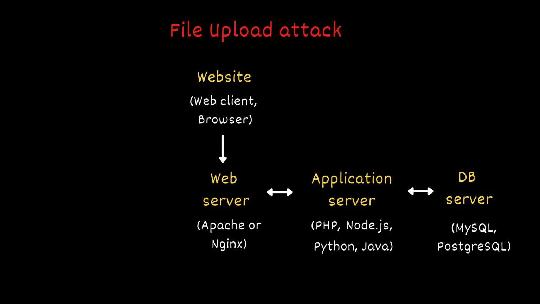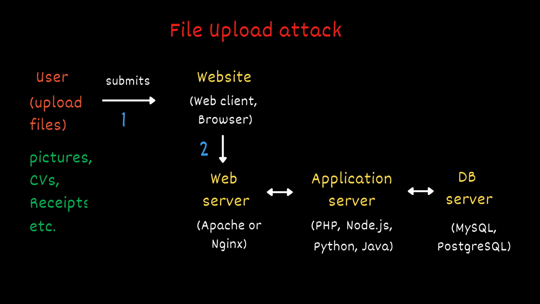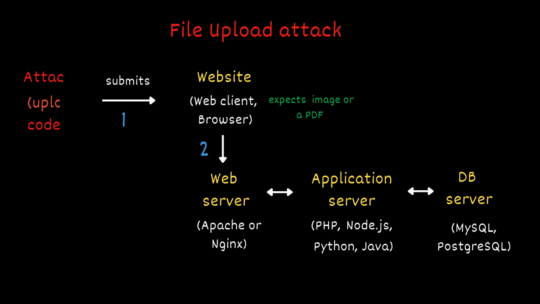The basic idea is simple. Modern websites let users upload files all the time. Profile pictures, CVs, receipts, documents, customer support screenshots, and so on. The website expects a specific kind of file, usually an image or a PDF, and it expects that file to be data, not code. But what if the website doesn't actually check what you uploaded?